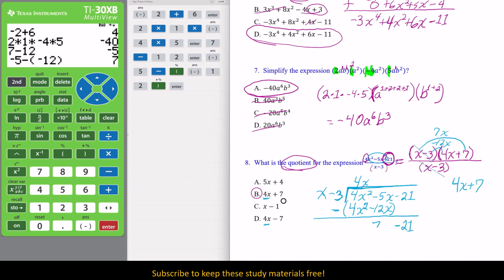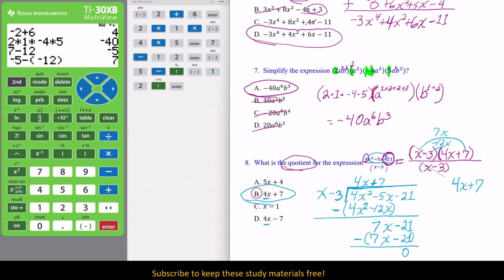Okay, so we have a 7x. Now, let's see if we can eliminate that. Well, that would just be plus 7. Okay, 7 times x is 7x, and 7 times -3 is -21. Now remember, you have to put those in parentheses and subtract, and they both give you 0. So yes, we have verified that option B is what we needed.